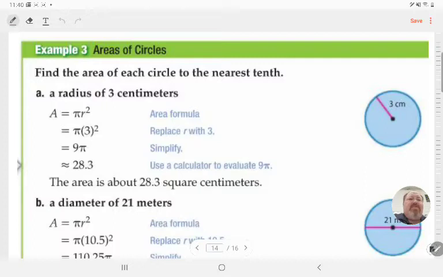So find the area of a circle to the nearest tenth. If they give me the radius of 3, then I plug 3 in for the radius, and it would be pi times 3 squared. 3 squared is 9, because remember this goes together, would be 9. 9 pi would be approximately 28.3 square centimeters.